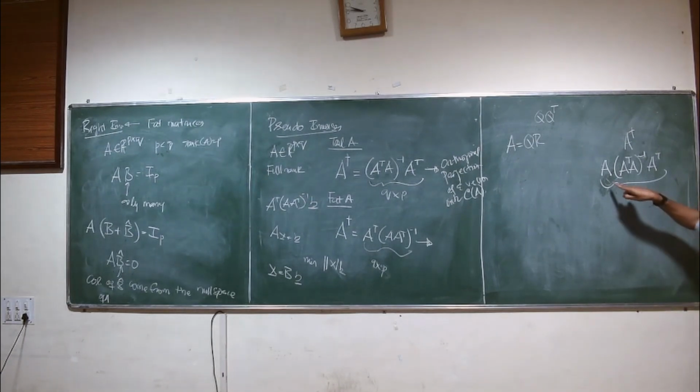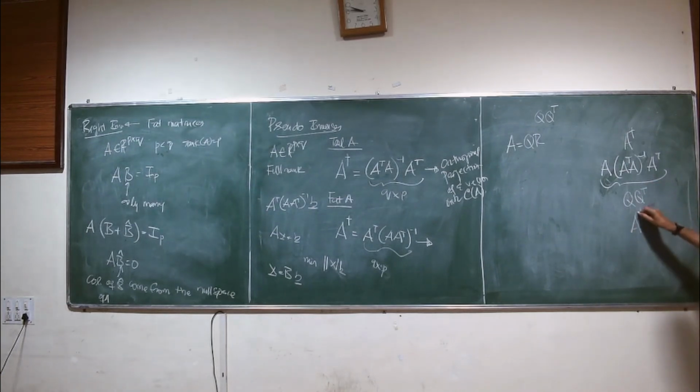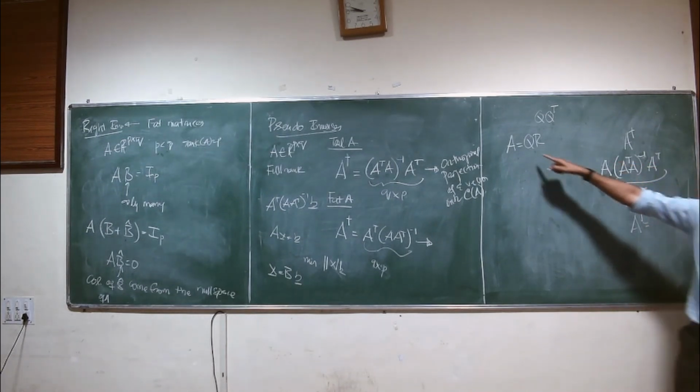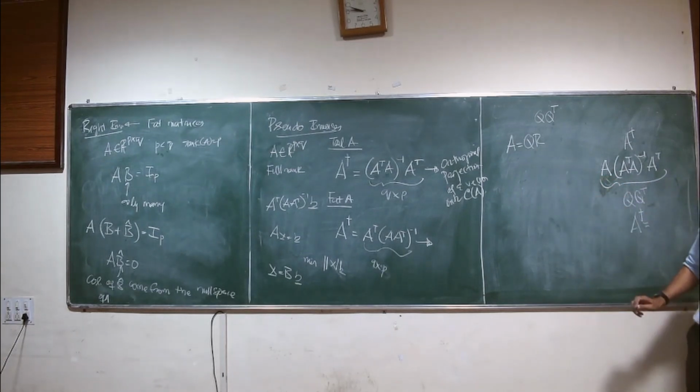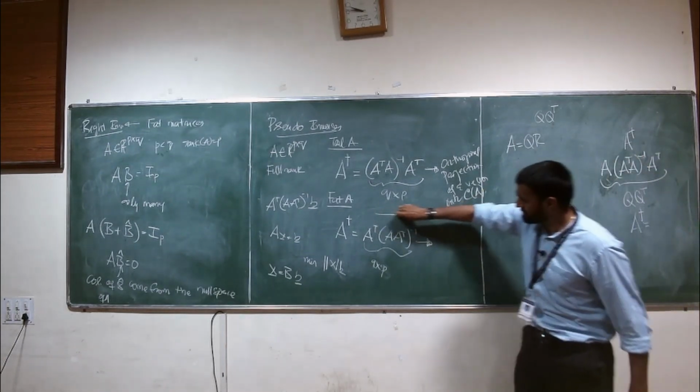Simply verify that A dagger gives you Q transpose and verify what is. This is in the slides, but I'd say do it yourself so that you get some practice. Find out what is A dagger if A was represented as QR. Okay, that's for the left inverse.